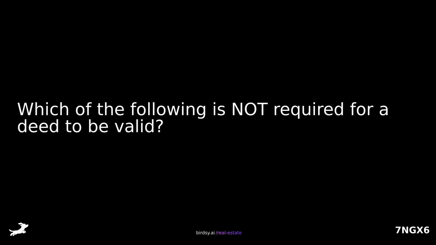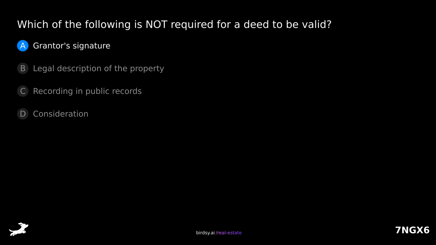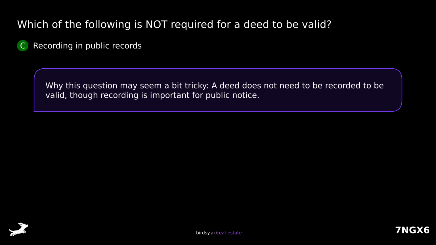Which of the following is not required for a deed to be valid? Is it A, grantor's signature, B, legal description of the property, C, recording in public records, or D, consideration? The answer is C, recording in public records. Why this question may seem a bit tricky: a deed does not need to be recorded to be valid, though recording is important for public notice.